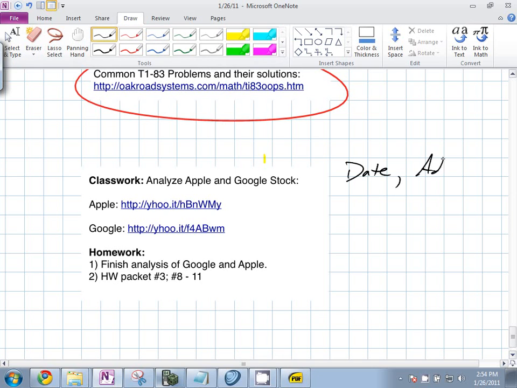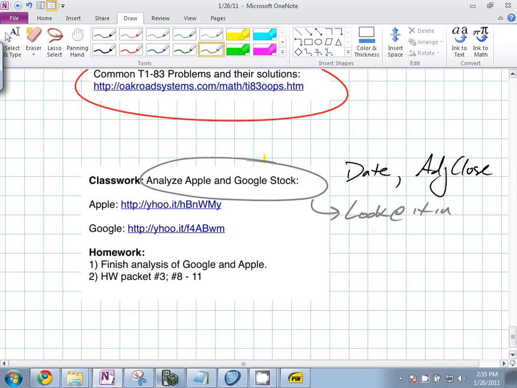First part of our homework is going to be this. I want you to analyze Apple and Google stock. I want you to take a look at it and analyze it. The only thing I want to tell you is look at it in pieces. What do I mean by that? Break it up by a year, maybe by two years.